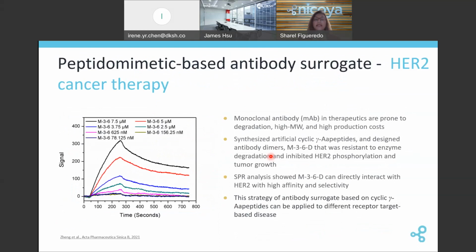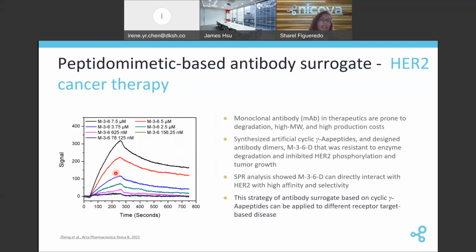Monoclonal antibodies also are prone to degradation. They're high molecular weight and have high production costs. So this group, Zheng et al., looked at engineering of antibodies. And so this is an artificial cyclic gamma alpha peptide. And they designed these antibody dimers, M36D, and they showed that it was resistant to enzyme degradation and it inhibited HER2 phosphorylation and tumor growth. So this is a way of developing antibody surrogates for HER2 cancer.